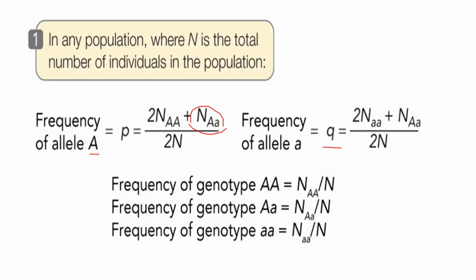That is 2 into the total number of homozygous plus the total number of heterozygous, divided by 2 into the total number of the population. Like that, if you want to calculate for the recessive one, this is 2 into the total number of recessive population plus the total number of heterozygous, and this is the total number of population. So this is for the dominant allelic frequency, and this is for the recessive allele frequency. This formula you also have to remember.